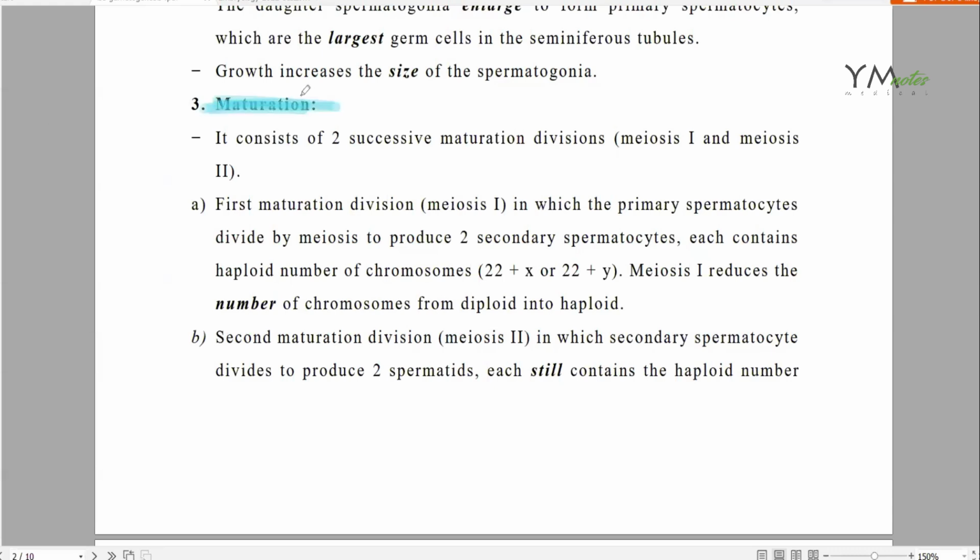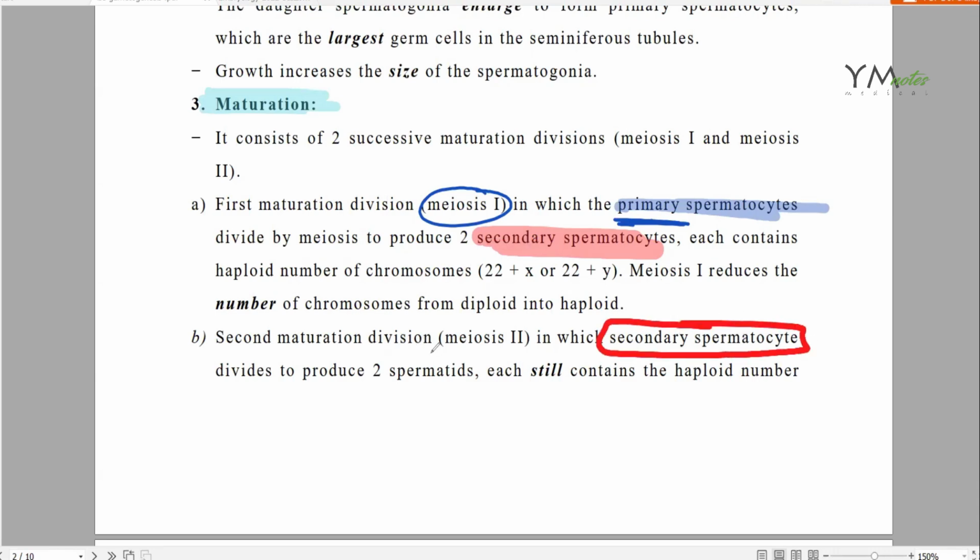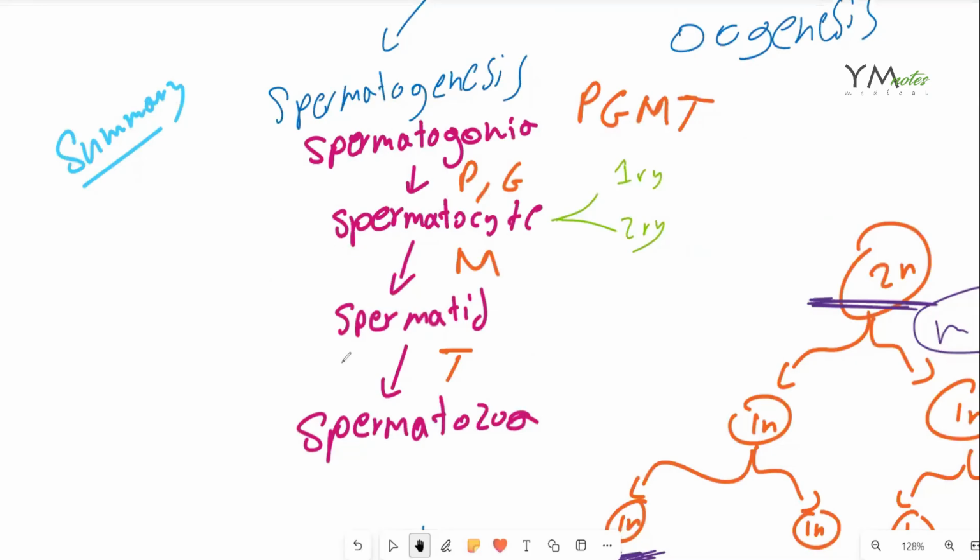Here we have the maturation. We formed before, in the previous stage, the primary spermatocyte. The primary, which is the first, undergoes the first meiosis to form the secondary spermatocyte. And the secondary undergoes the second meiosis. Here, the secondary spermatocyte undergoes the second meiosis to form the spermatid. So all we have to do is simply write the summary in front of you.